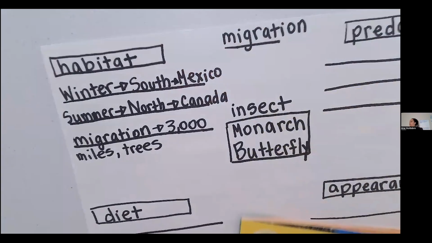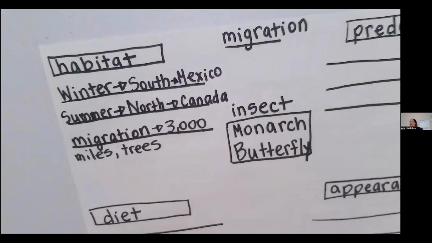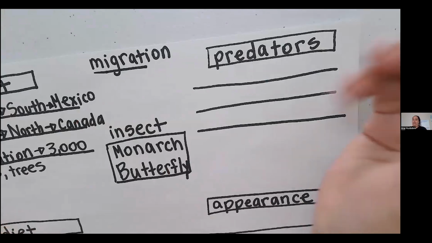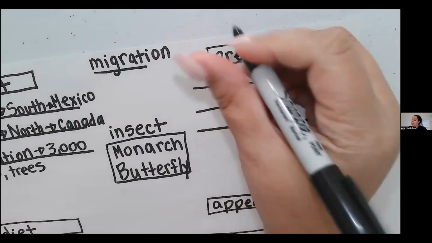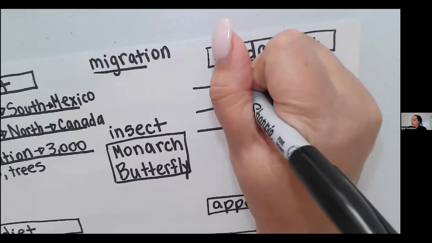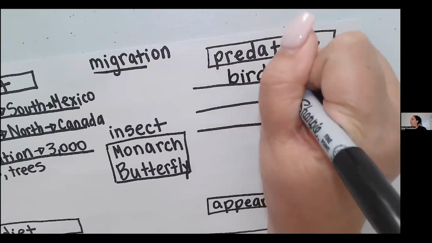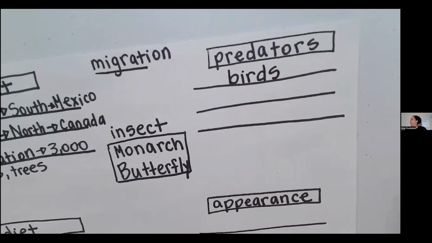All right, so let's go ahead and let's talk about predators. What is the enemy of monarch butterflies? What eats monarch butterflies? So I researched it and I picked a few. Birds. Okay. Another one is ants.